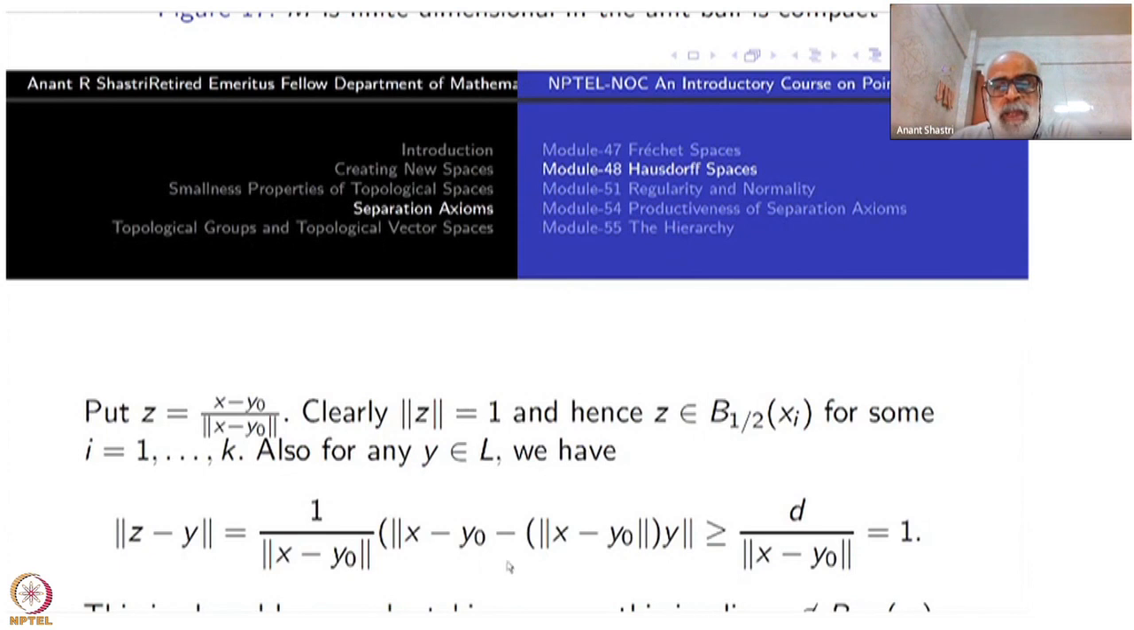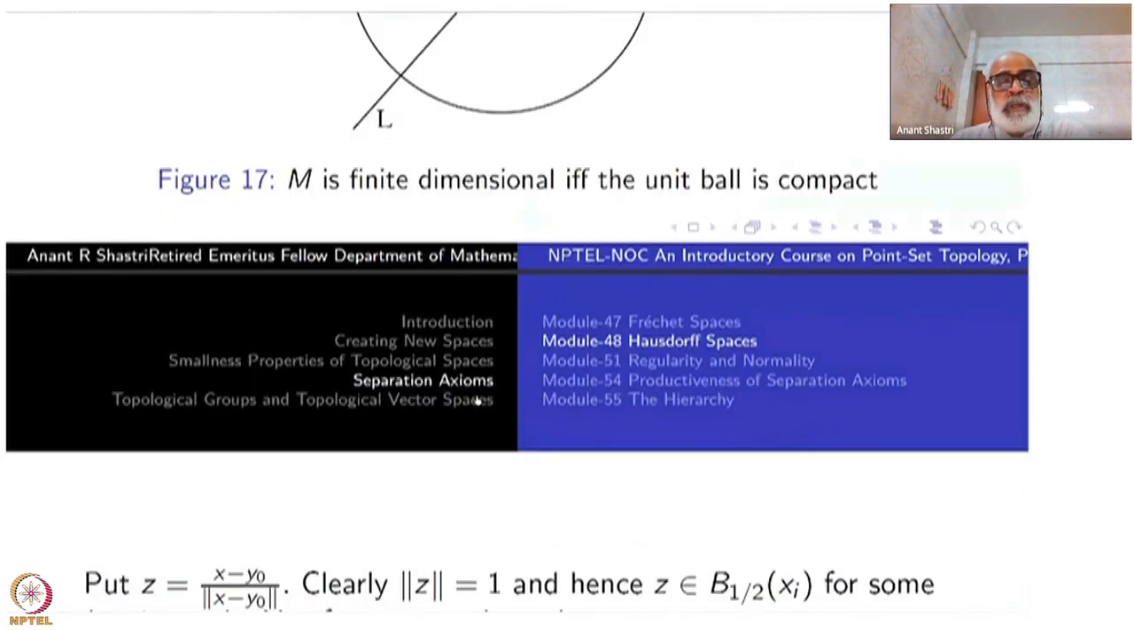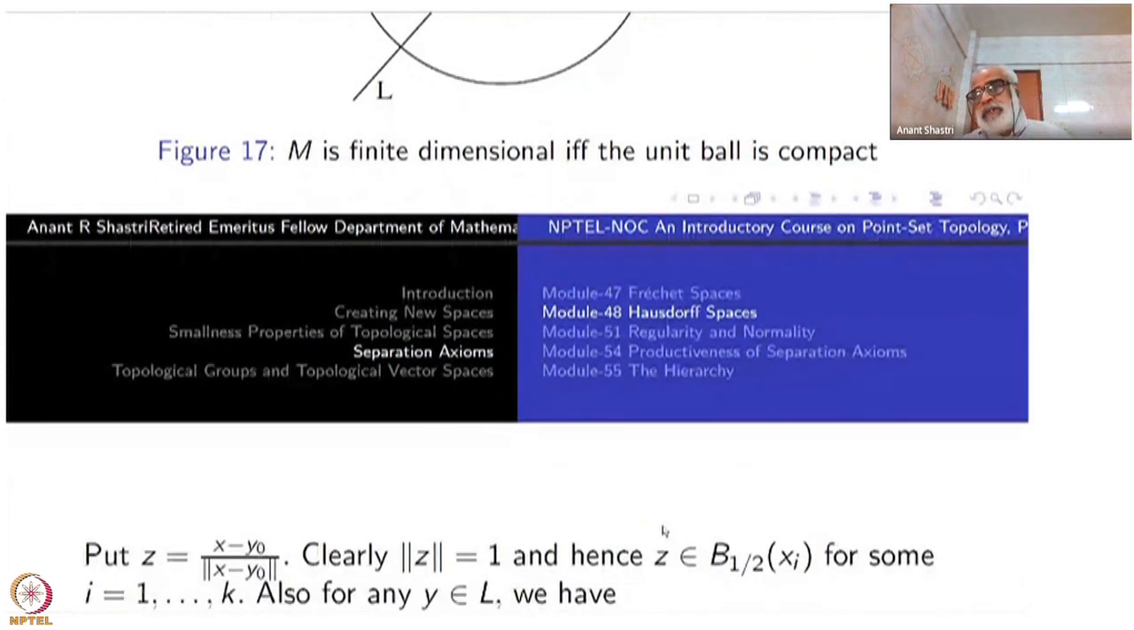But now y naught plus this multiple of y is a linear combination of y naught and y. Y naught as well as y are inside L, so this whole thing is inside L. So x minus y naught plus this thing is an element of capital L. Therefore, this norm must be bigger than or equal to D. And then divide by the denominator: D divided by norm of x minus y naught. So that's equal to 1, because D is nothing but the norm of x minus y naught, the distance between x and y naught.